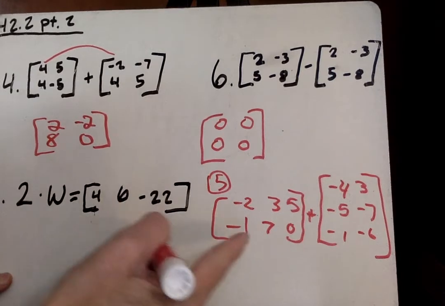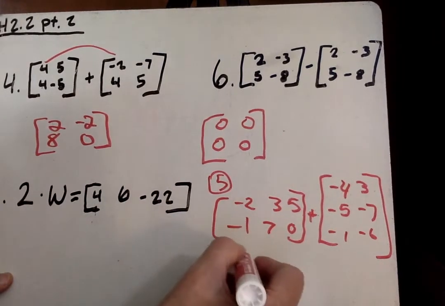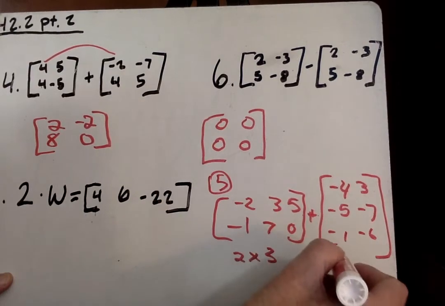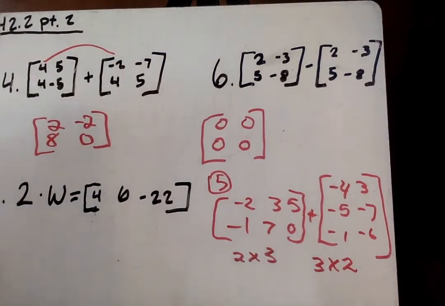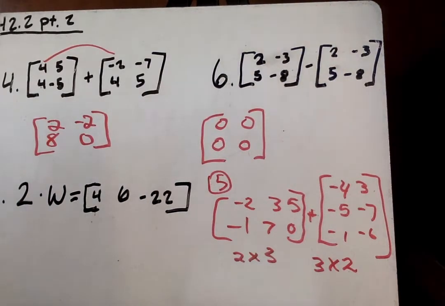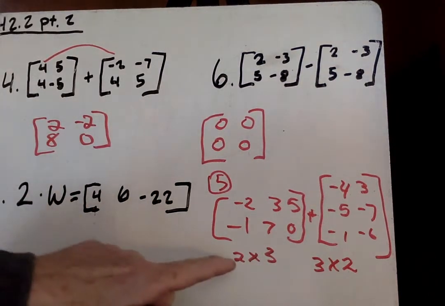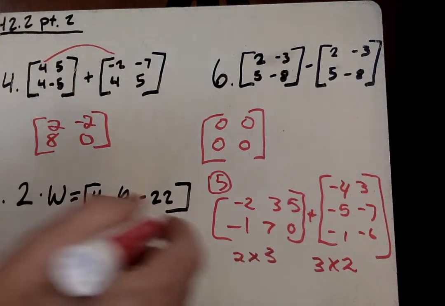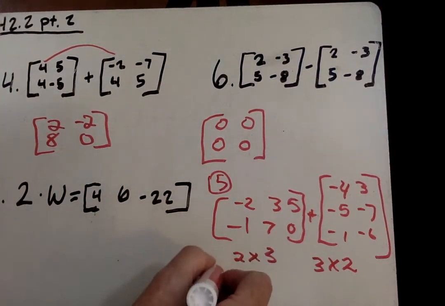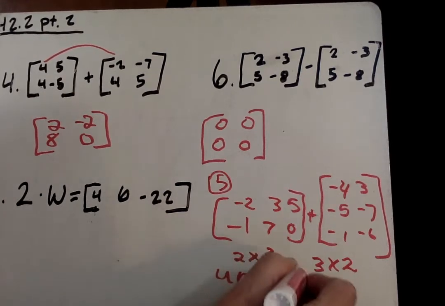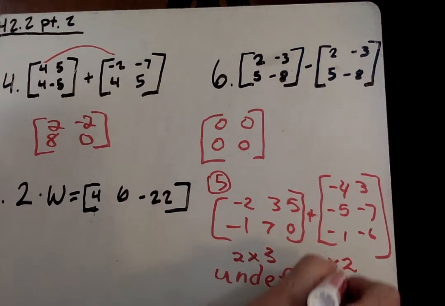Now, this one is a 2 by 3, and this one is a 3 by 2. So I can't add them together because they're not the same dimensions. They both have to be a 2 by 3, or they both have to be a 3 by 2. So for number 5, we just put the answer as undefined.